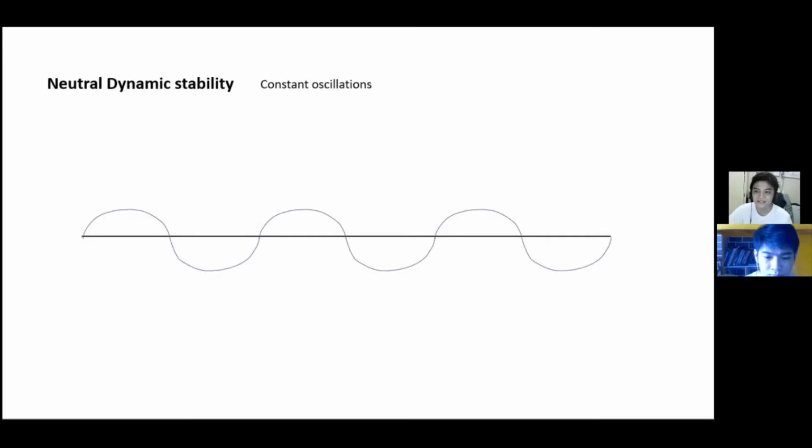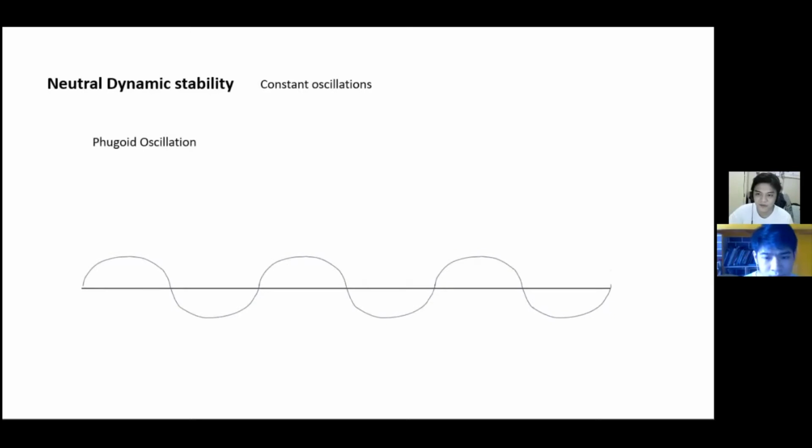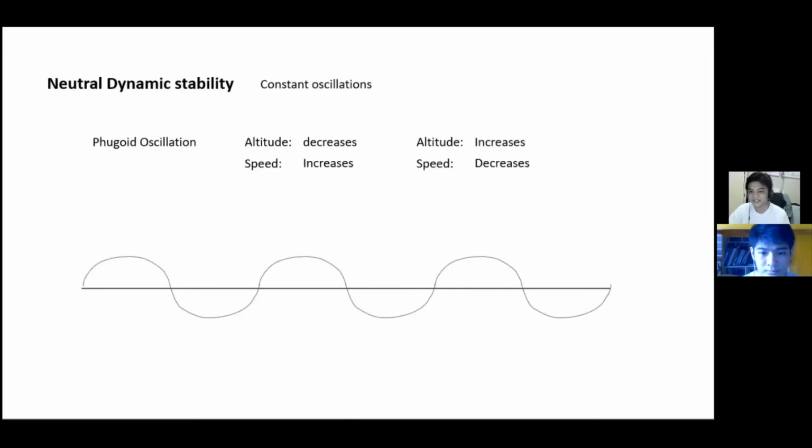And these oscillations are also called phugoid. So in phugoid oscillation, the altitude of the aircraft decreases while the speed of the aircraft increases. Ganun din siya, vice versa, altitude increases, speed decreases. And that makes these oscillations constant.